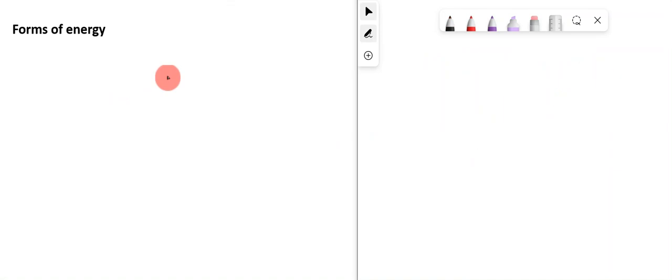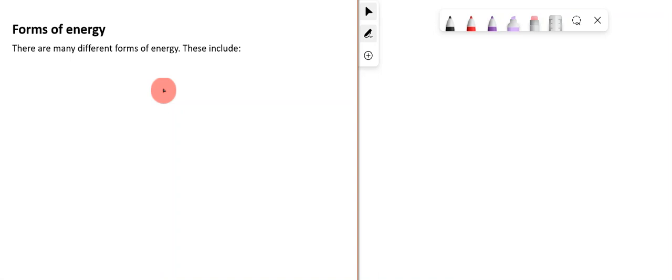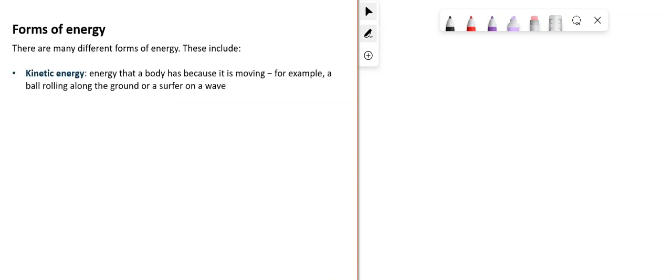Energy, as I say, can't be created or destroyed. It's just constantly changing from one form into another. So what are the different forms of energy? There are many different forms of energy, and these include kinetic energy. Kinetic energy is the energy that a body has because it's moving. For example, a ball rolling along the ground or a surfer on a wave. So we have this stuff called kinetic energy.